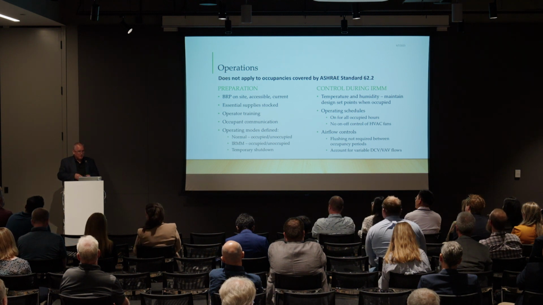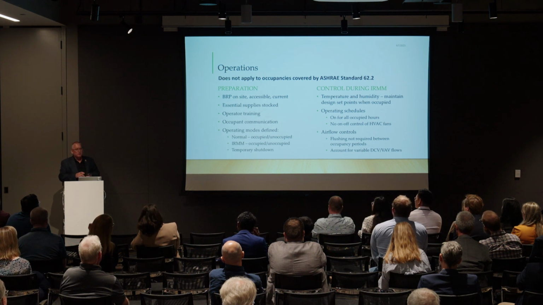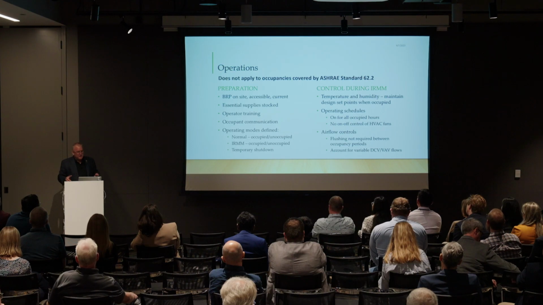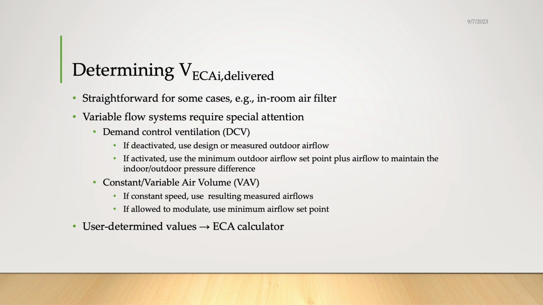As far as airflow controls, you'll be glad to hear that there's no longer a flushing requirement if you're complying with the standard. Why? Because if you meet the equivalent clean air requirements of the standard, you already got a low level of risk, so you really don't have to worry about clearing the air as we did early in the pandemic. And you need to look carefully at any variable fan operation that you have if you've got demand control ventilation and variable air volume. There's not any specific requirements at this point, but you need to consider it because that can have a big effect on how your system is working.